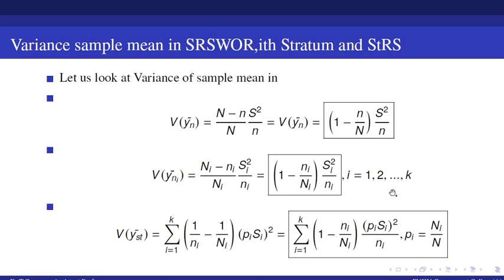If we sum up all these k sample means, i equal to 1 to k, we get the variance of the stratified sample mean. Here this P is the weight of the stratum. This is given by Pi equal to capital Ni by capital N. Remaining are common. These are the three sample means in three different ways.